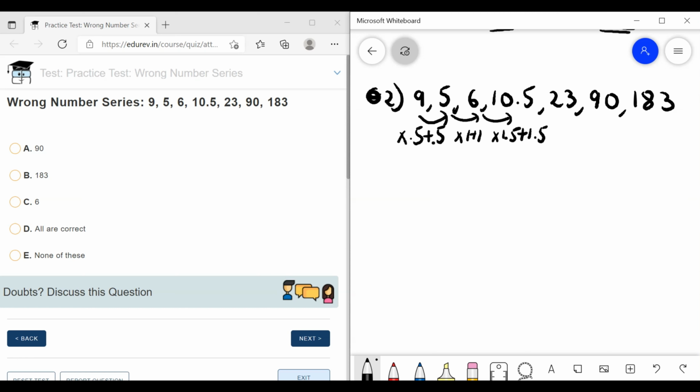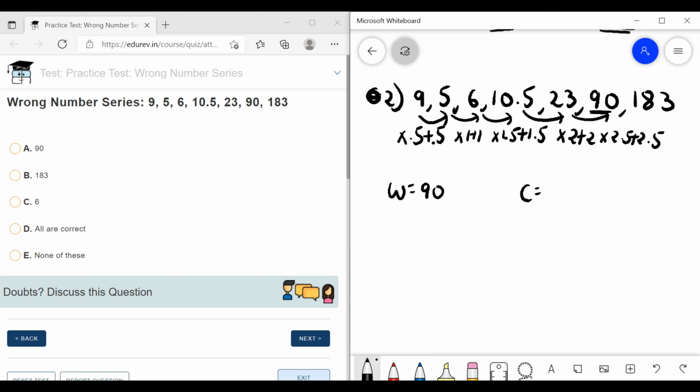I'm sure that you can see the pattern here, right? So consequently, from 10.5 to 23, it should be into 2, which is 21, plus 2, which gives us 23. Now from 23 to 90, it should be into 2.5 plus 2.5. Now I'm sure that all of you can see very clearly that 23 into 2.5 plus 2.5 will never give us 90. And therefore the pattern breaks at 90. So our wrong number here is 90.